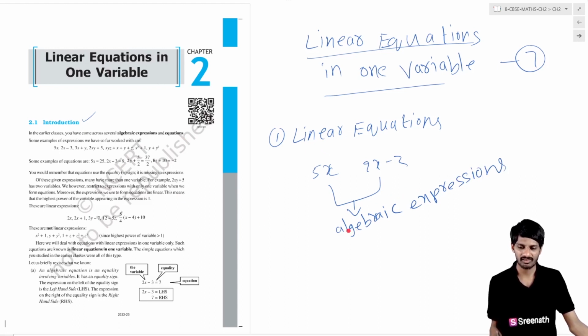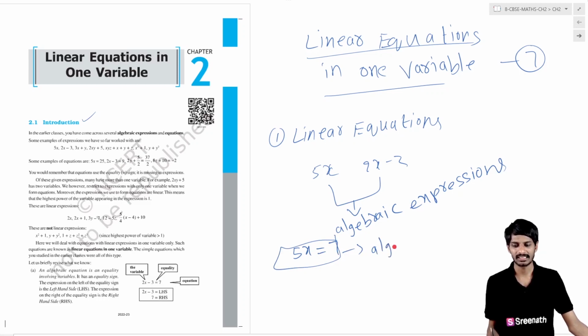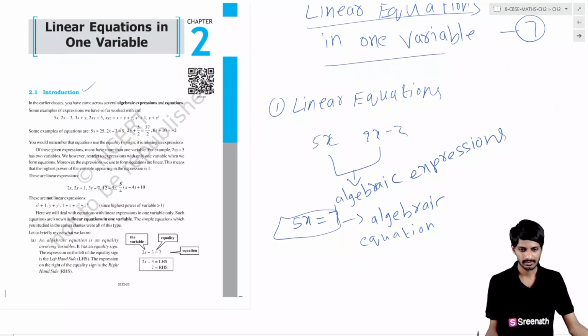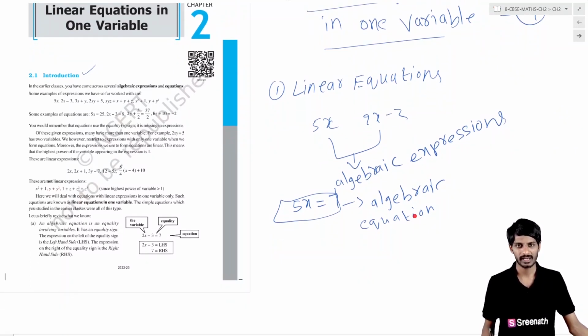Then what is an algebraic equation? Suppose if this algebraic expression is equal to any number or anything, if you put the equal to symbol, then this is called an algebraic equation. If the algebraic expression is equal to a number or some other terms, then those two are equated with an equation, and we call it an algebraic equation. Basically, this is about algebraic expressions and algebraic equations.